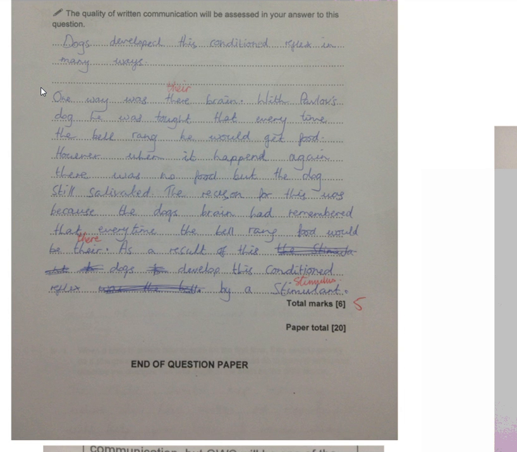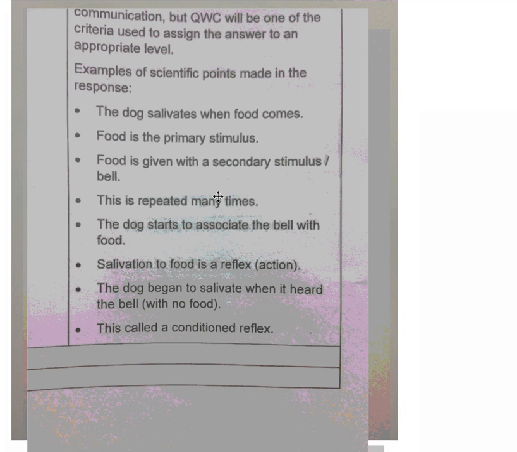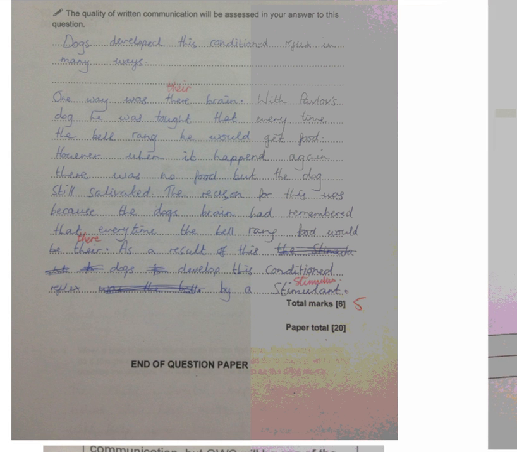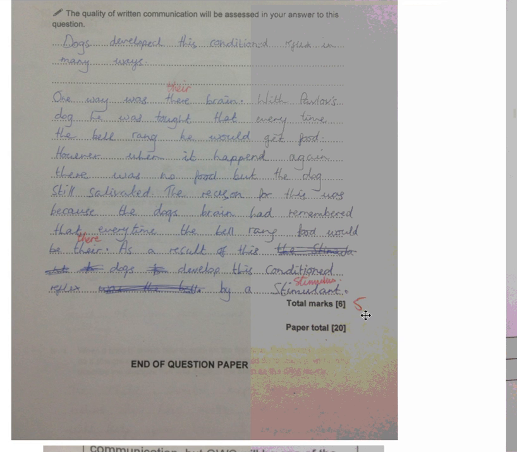Now let's take a look at this one. I think this has got quite a few of the points that we were looking for in our mark scheme. So it mentions the dog salivating. It talks about the food causing it. It mentions the bell. It says that by repeating it, the dog starts to associate the bell, the dog gets used to it. And we have summarized it by using this idea of the conditioned reflex. However, I didn't give it that full 6 marks because we had a few grammatical errors here.